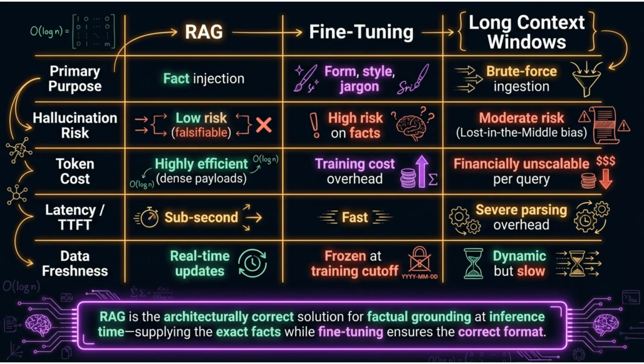Today we will focus on Retrieval-Augmented Generation, or RAG. RAG is the architecturally correct solution for factual grounding at inference time. It supplies exact facts, while fine-tuning ensures the correct format.